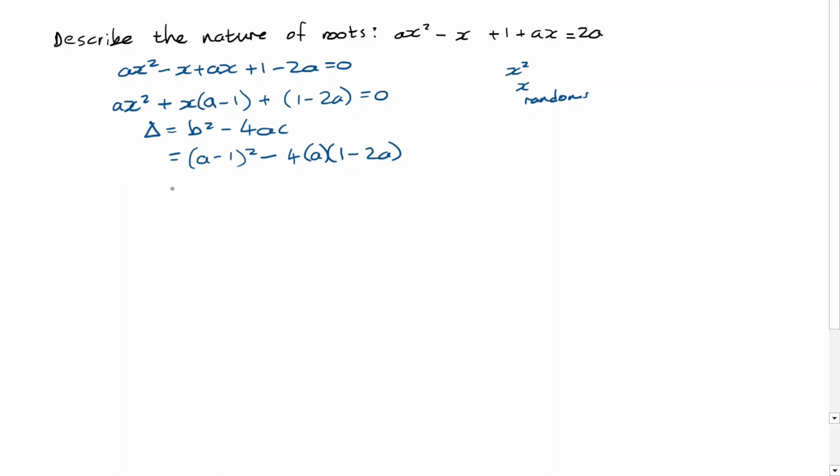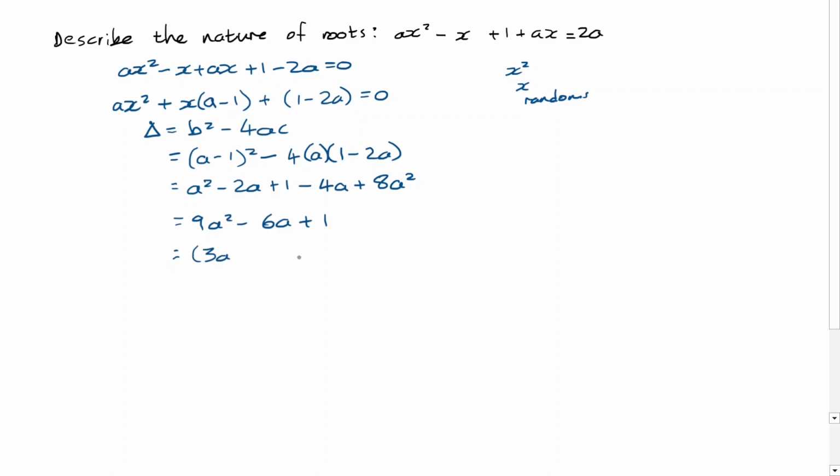From here, I'm just going to be carefully trying to multiply it out. There's the first bracket. This is just 4a. So minus 4a times 1 is minus 4a. Minus 4a times minus 2 will be positive 8a squared. That leaves me with 9a squared minus 6a plus 1. It's a trinomial, so I'm just going to factorize it.